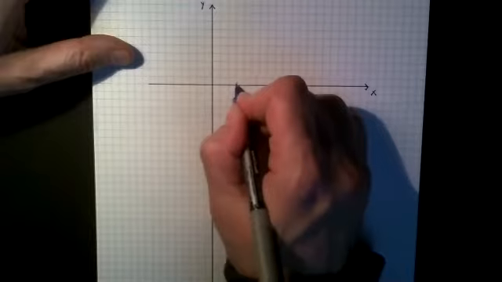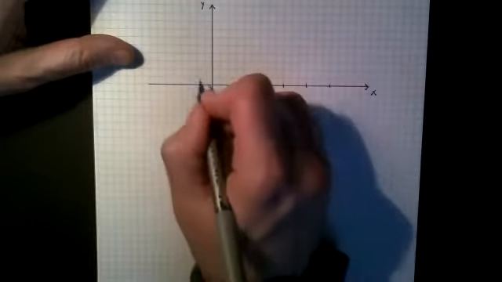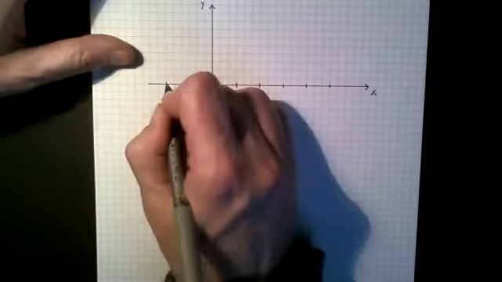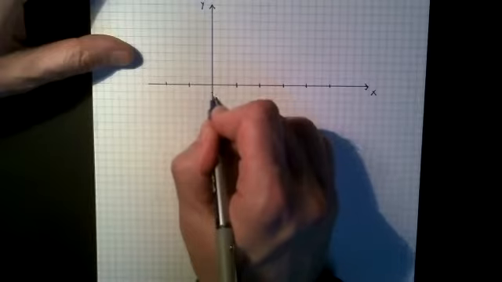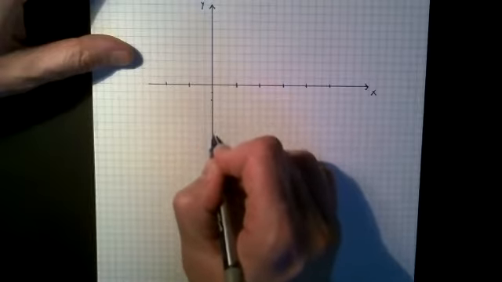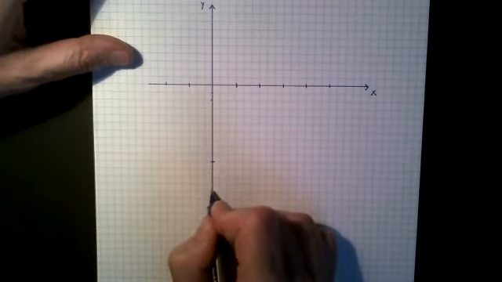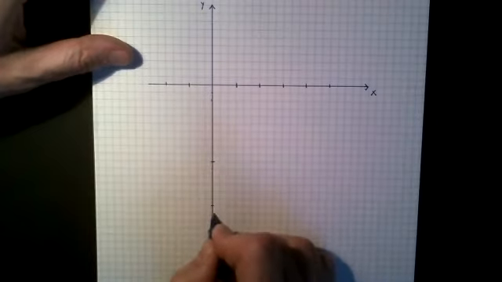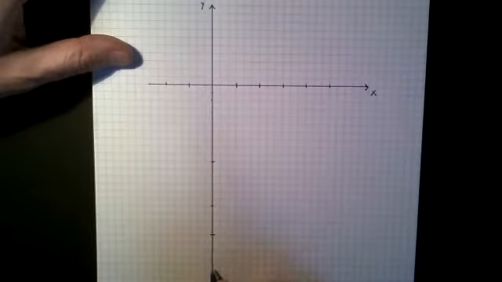Just to see a bit better, I'm going to change the axis. 1, 2, 3, 4, 5, -1, -2. And then here I'm going to go by ones. 1, 2, 3, 4, 5, 6, 7, 8, 9, 10. 1, 2, 3, 4, 5, 6, 7, 8, 9, 10. 1, 2, 3, 4, 5, 6, 7.